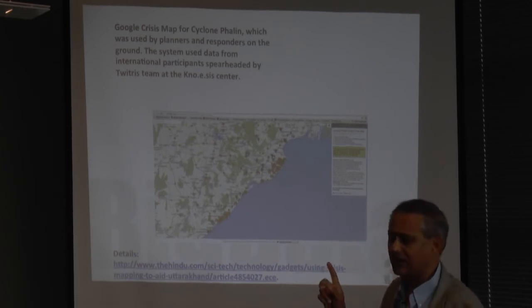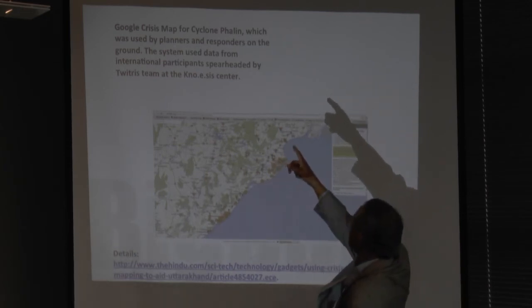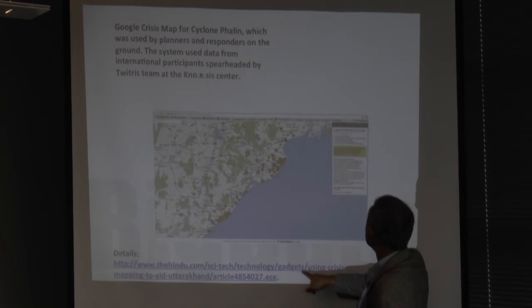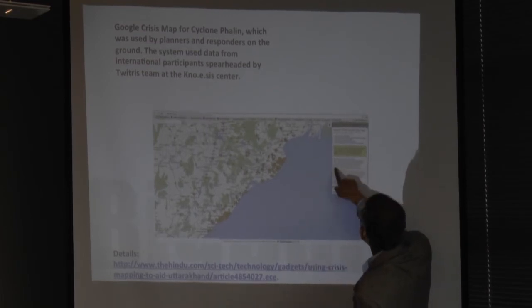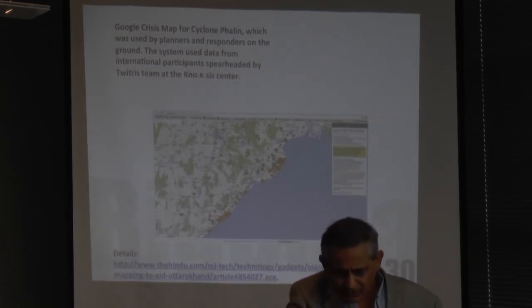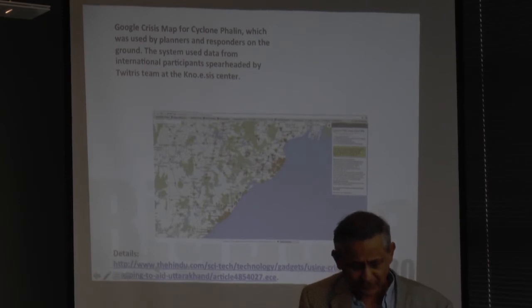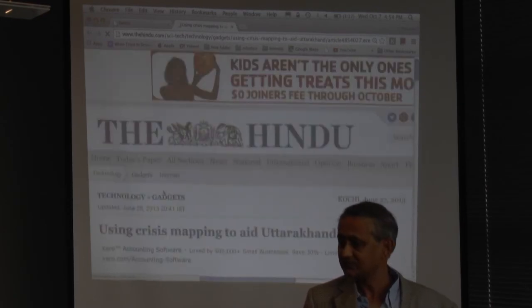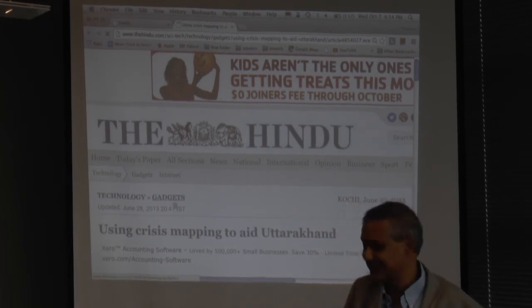This is a crisis map created by Google during Cyclone Phailin. And there is a thing, let me open it up, and here it says thanks to Kno.e.sis for the data. So I think the one in there, let me see, I don't know if it's still there. Is it going to show? I launched that link. It doesn't show anything there.